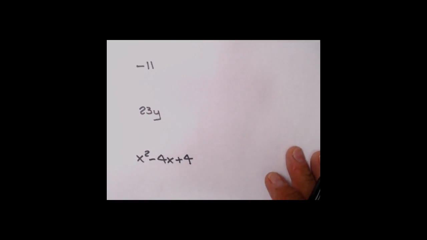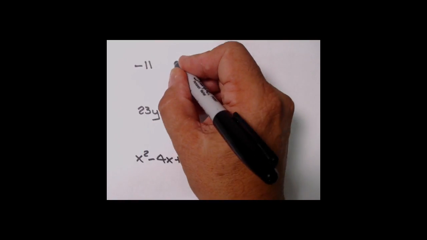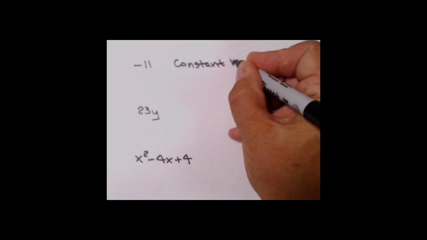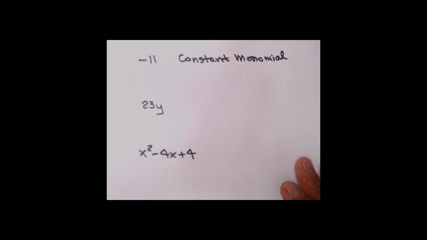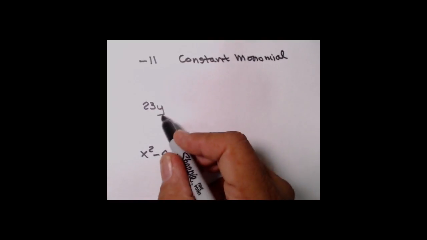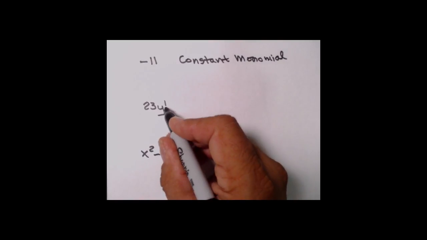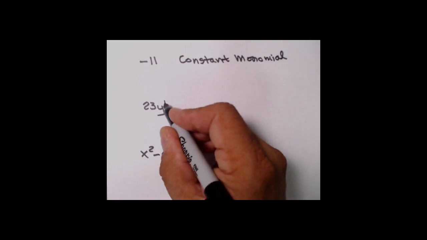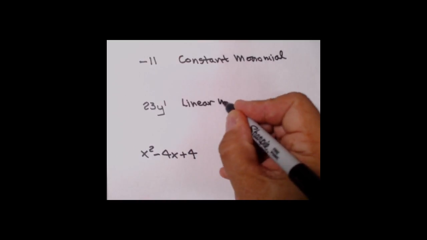Now, the next one here is just a single term. So it's a monomial, and this is a constant. So we simply say in this one, constant monomial. Now, the next guy after it here is also a monomial, but it has a variable, which, of course, since we didn't see anything, we could assume it to be 1. I put the 1 in there. And so the first degree here is linear. So I say linear monomial.